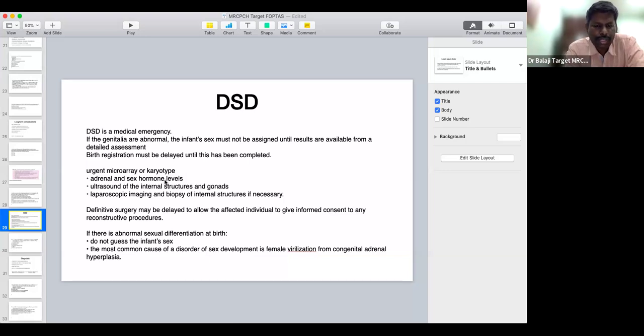Also do the sex hormone levels and try to find out about the gonads and internal structures. Based on that you have to arrive at the diagnosis. You can do an ultrasound to look for the Mullerian structures as well as the ovaries and gonads. If you're not sure what type of gonad is there, you can even go for laparoscopic imaging and biopsy of the internal structures if necessary. Definitive surgery, meaning total change in the sex, has to be delayed.